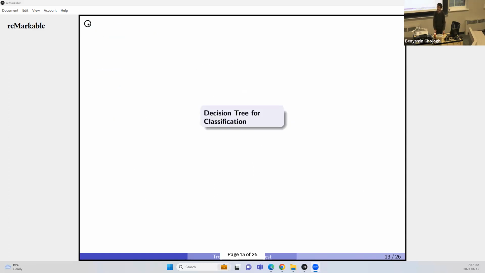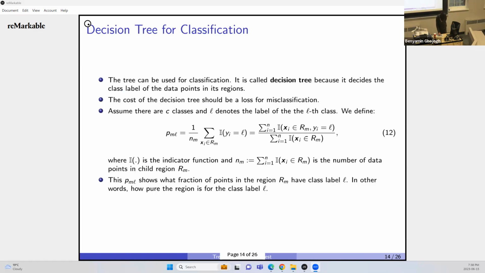Now, decision tree for classification. When it is classification, it's usually called decision tree. Maybe sometimes they call the tree for regression also decision tree. Doesn't matter. Tree, decision tree. The tree can be used for classification. It is called decision tree because it decides the class label of the data points in its regions. The cost of the decision tree should be a loss for misclassification now.